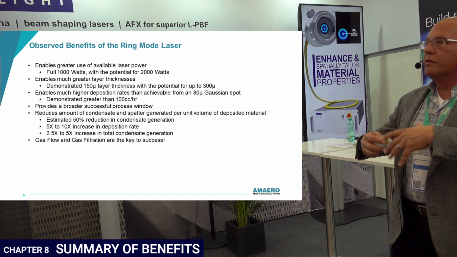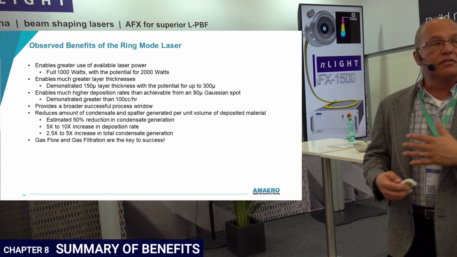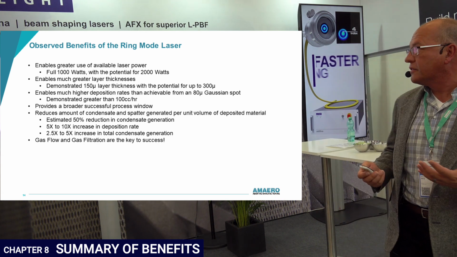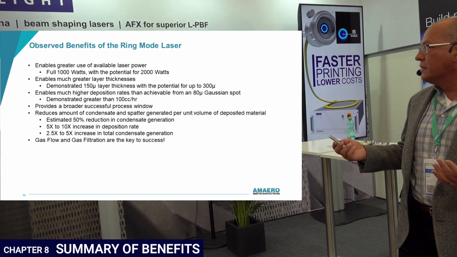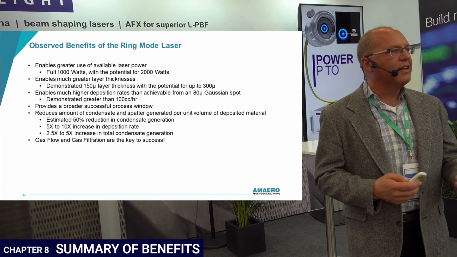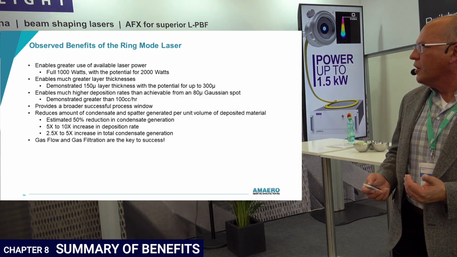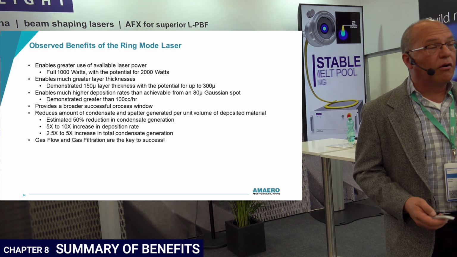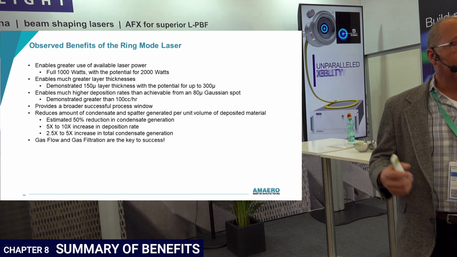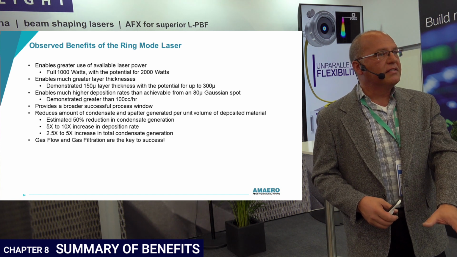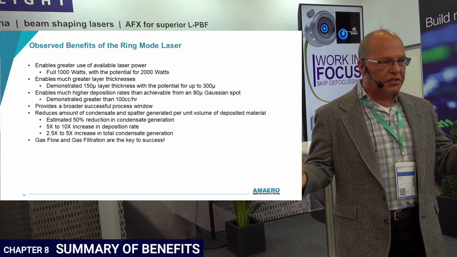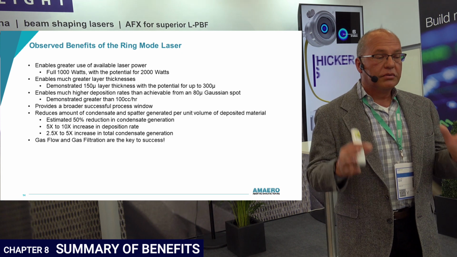So, what are the benefits that we've observed? We can use the full 1,000 watts of this laser, and I could probably actually use 2,000 watts. I've deposited in layer thicknesses as high as 150 microns. I think I could get to 300 if my friend's gas flow and filtration will be cooperative with me. We demonstrated greater than 100 cc's an hour. We probably could get to 200 cc's an hour with good gas flow. And again, the gas flow is the problem. Half the condensate, but we're depositing 5 to 10 times the amount of material per unit time, so we're filling the chamber with condensate. Great tool, amazing laser.